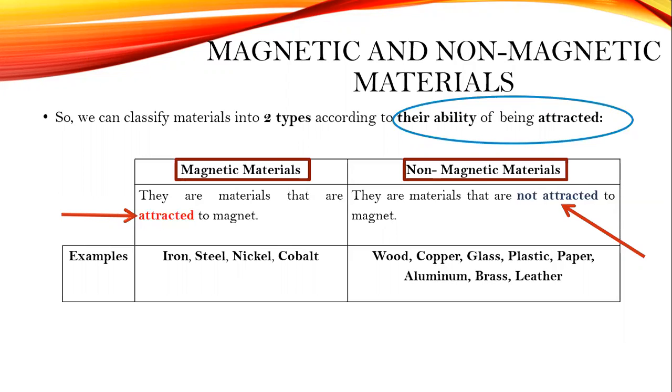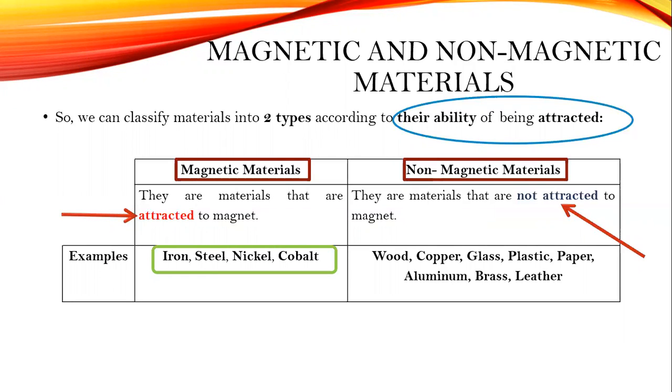We have many examples, but the most important examples of magnetic materials are iron, steel, cobalt, and nickel, as we said in the previous slide. Those are the most popular magnetic materials.